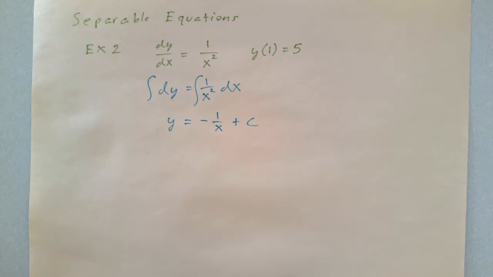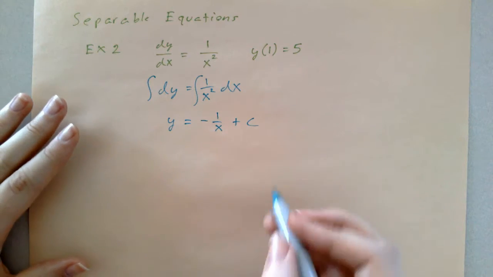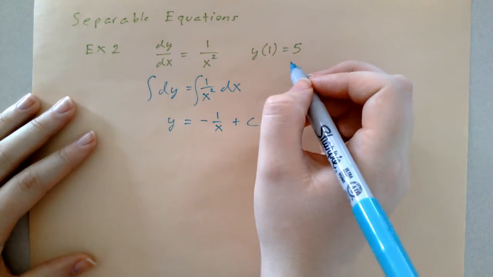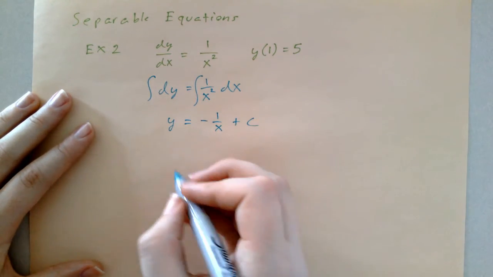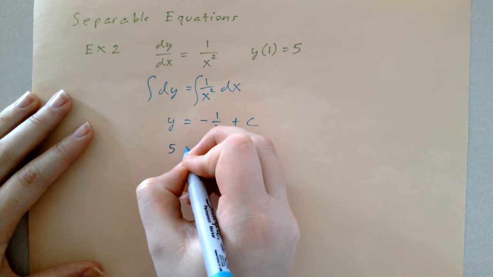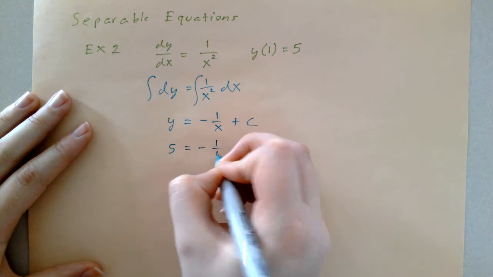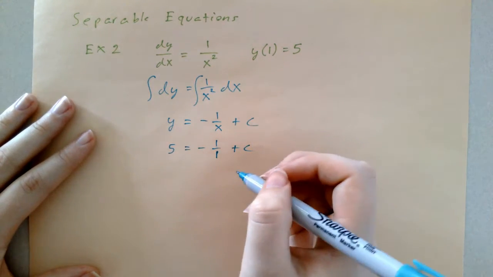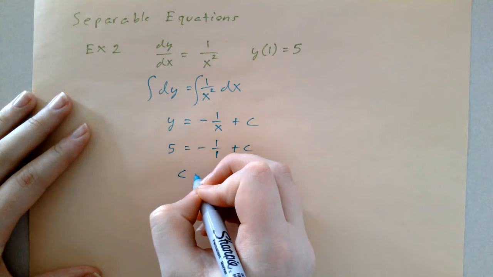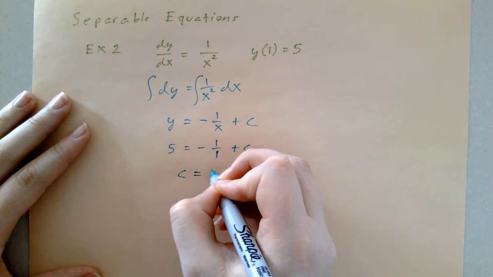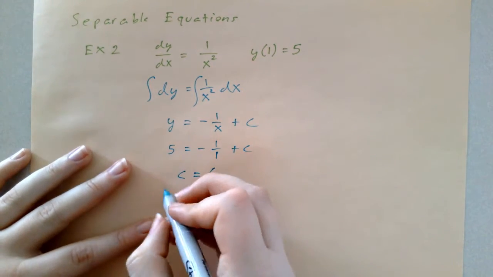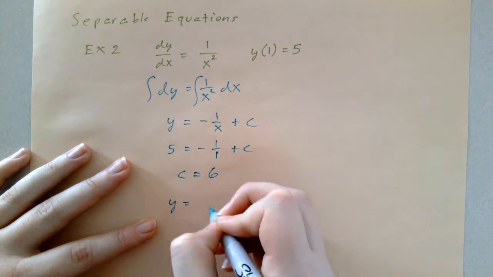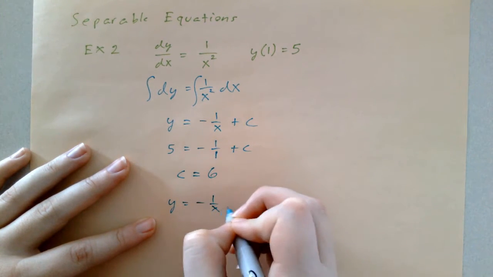In this case, y is already isolated, which is nice, and we can go ahead and plug in our conditions of y of 1 being equal to 5. So we know that 5 is equal to -1/1 plus c. Then, pretty easy, just solve for the value of c. In this case, c is equal to 6. And we can write our final equation, which is y equals negative 1 over x plus 6.